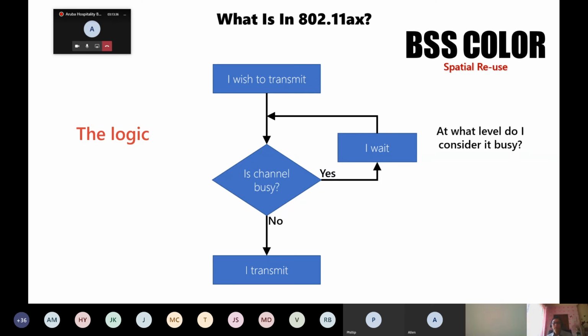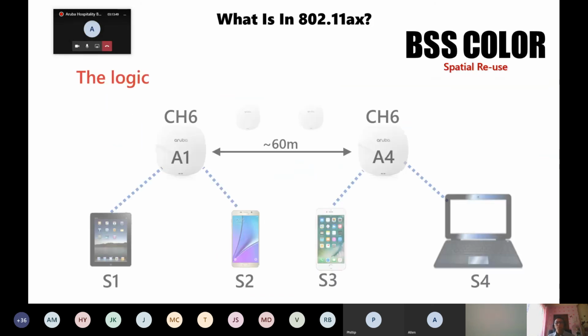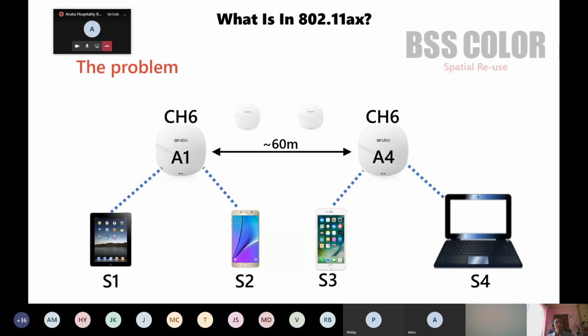So at what level do I consider the channel busy? Today, most manufacturers have a fixed threshold. We call it a carrier sense threshold, at about -82 dBm. So when the signal is above -82, I will consider the channel as busy.